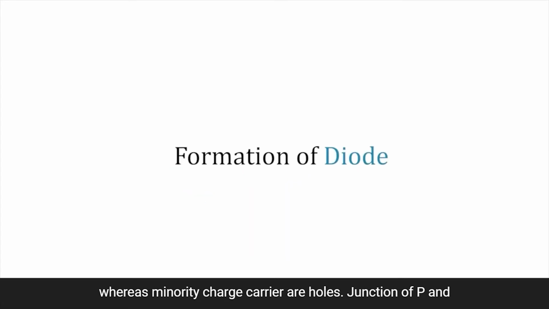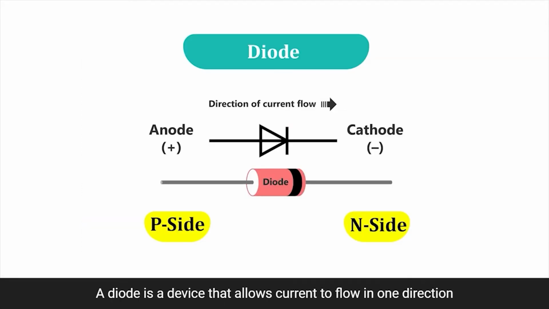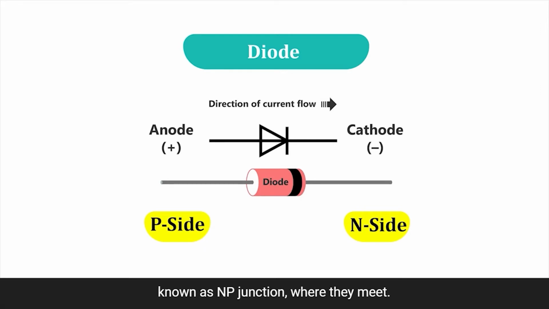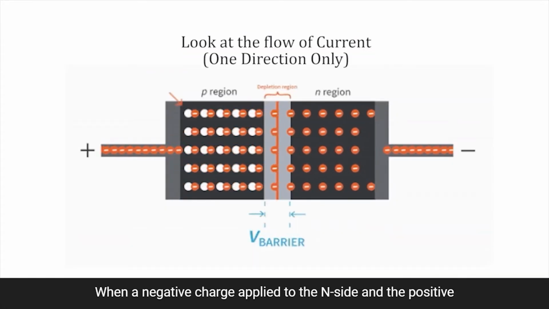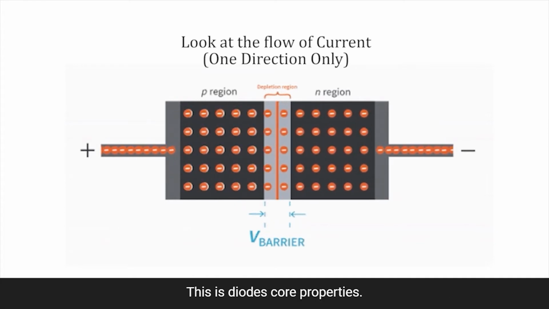The junction of P and N forms a diode where current can flow in only one direction. A diode is a device that allows current to flow in one direction only. One side is the P side and the other side is the N side. The P side is positively charged and the N side is negatively charged. Both of these sides are layered together to form what is known as the PN junction, where they meet. When a negative charge is applied to the N side and a positive charge to the P side, electrons jump over the junction and current flows in one direction only. This is the diode's core property.